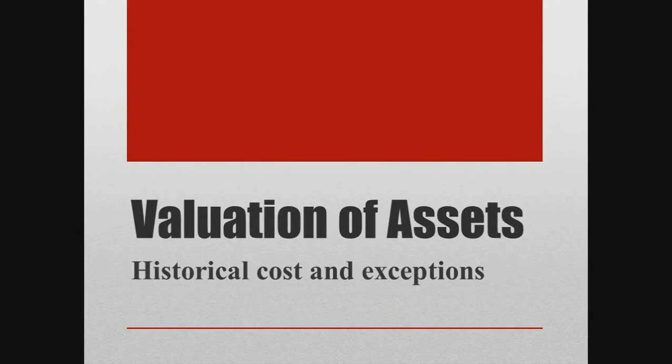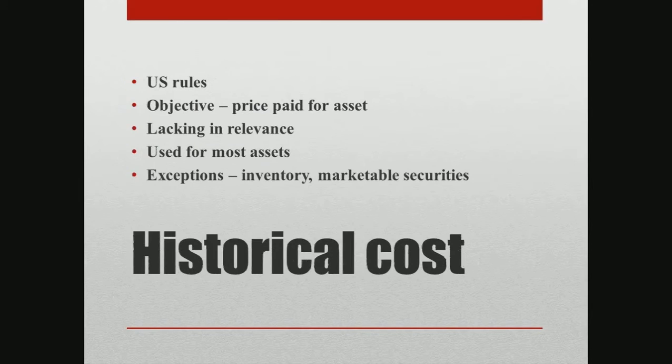We're going to look at the way assets are recorded and shown on the balance sheet at the end of an accounting period. The main rule is historical costs, and we'll look at the exceptions for a few different types of assets. Historical costs has been around for a long time. With U.S. rules, they stick to it because it's a very concrete thing. We can prove it with numbers that we've shown, how we paid for it. So it's objective and it's not subject to manipulation.